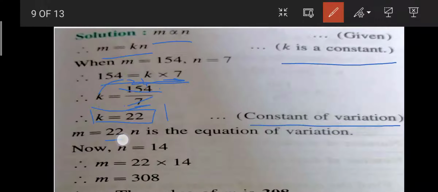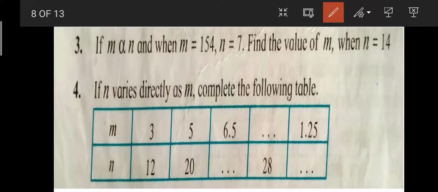Now the m is 22 in this equation. Now we'll go next, if your n is 14, so what will be m? So m is equal to k, and k is 22, multiplied with n, that is 14. So we get the value of m as 308. So here the value of m is 308.